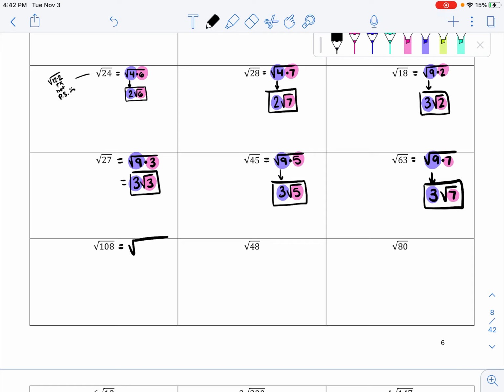So this is 36 times 3. We like 36 because it's a perfect square. The square root of 36 is 6. But 3 is trapped because it's not a perfect square. So I get 6 times the square root of 3.